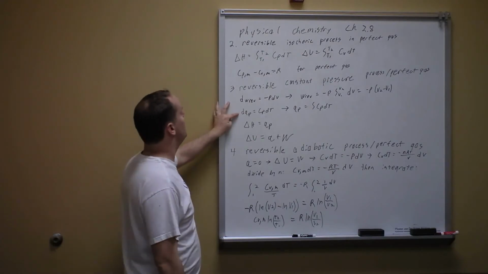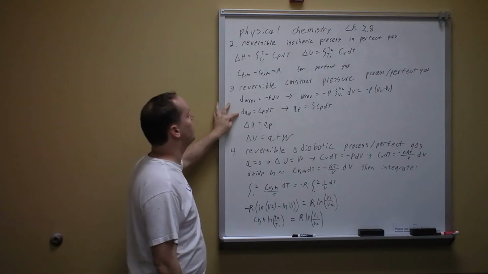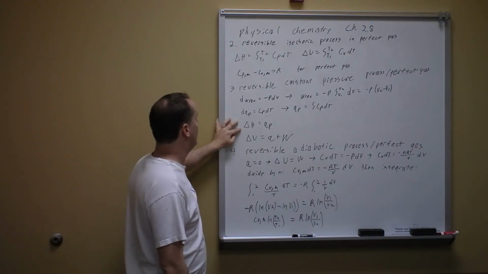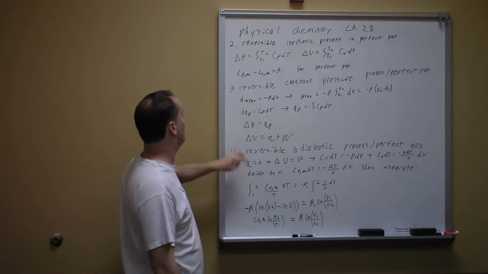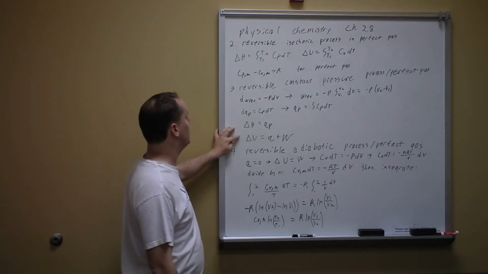We also know that dQp is equal to Cp dT, therefore Qp is equal to the integral of Cp dT. Now we know delta H is equal to Qp. This is very important to remember for a constant pressure process. And delta U is just going to be equal to Q plus W.